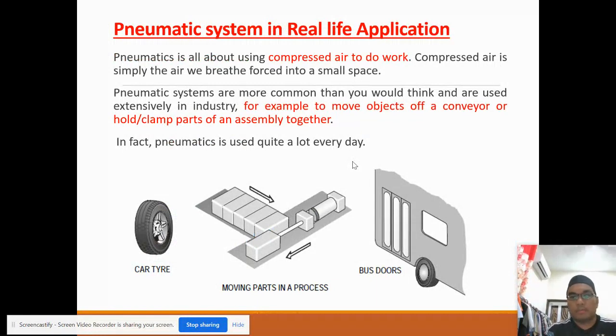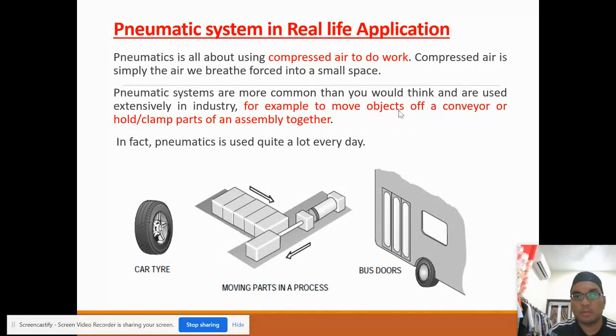Okay, so let's see some practical systems and real life applications of pneumatics. Pneumatic is all about using compressed air to do work. The compressed air is simply the air that we breathe, forced into a small space so that it gets a higher pressure and can force something to move. Pneumatic systems are more common than you would think, and are used extensively in industry.